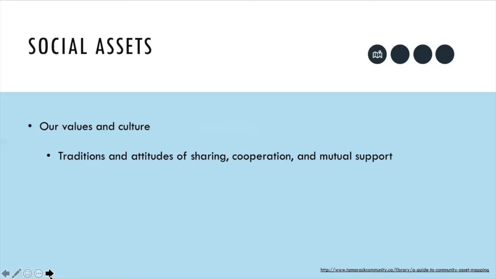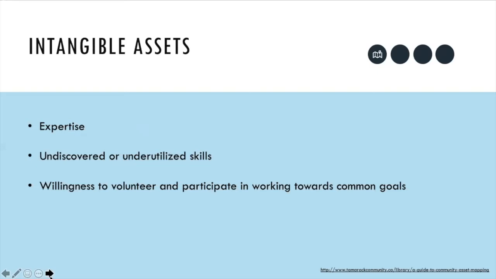Here's where it gets more interesting to me. Social assets are things like our values and our culture. Here, we're talking about traditions and attitudes, things like sharing, cooperation, and mutual support. And in our final slide, we're looking at intangible assets. These are things like expertise or underutilized skills, or perhaps even something like willingness to volunteer towards a common goal. Social and intangible assets are, I would argue, more difficult to map.